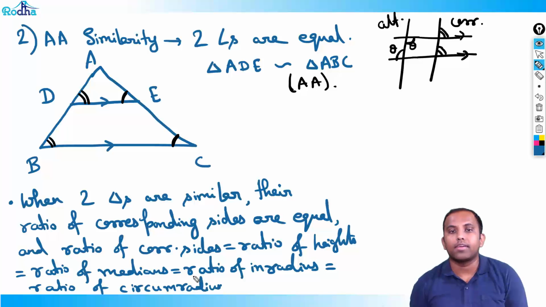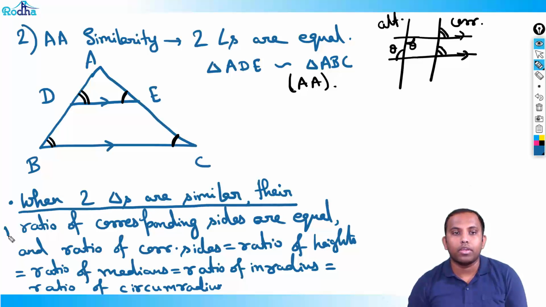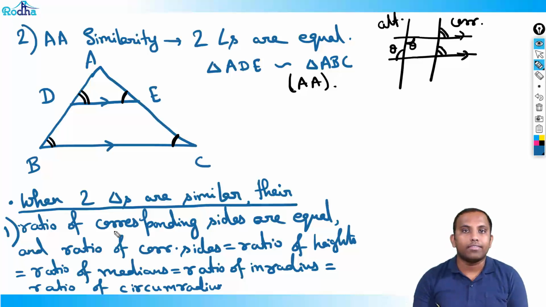When two triangles are similar, first point, the ratio of corresponding sides are equal, and the ratio of corresponding sides is equal to the ratio of heights of the two triangles, is equal to the ratio of medians of the two triangles, is equal to the ratio of inradius, is equal to the ratio of circumradius. All these will be equal when two triangles are similar.